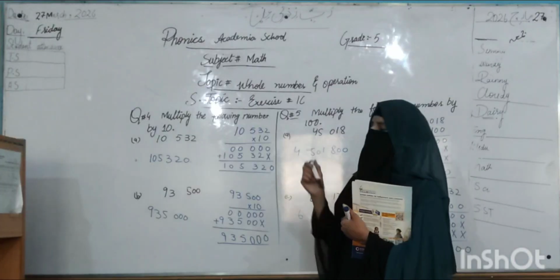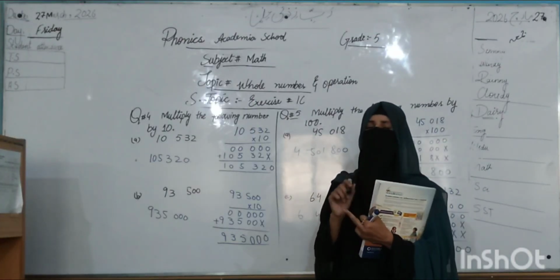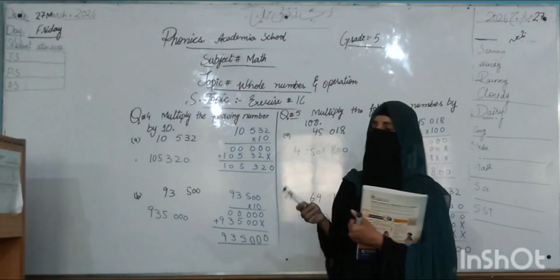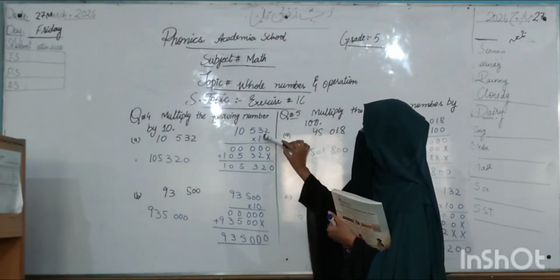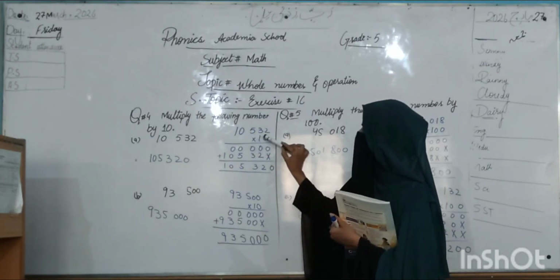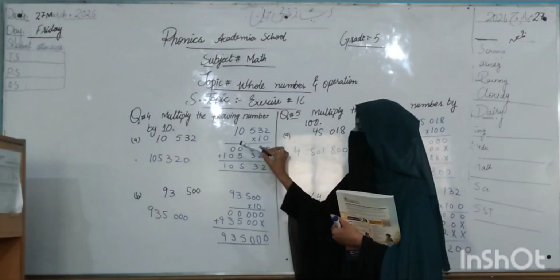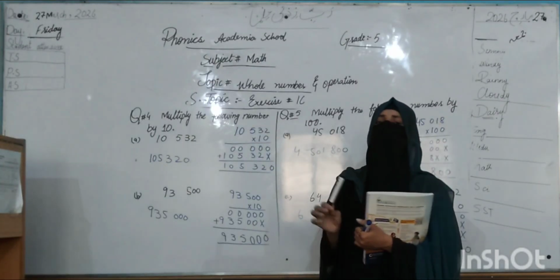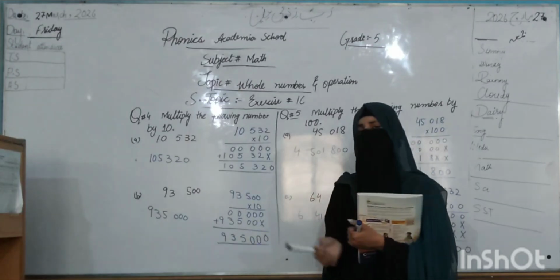You know that you first multiply by the first number, then multiply by the second number, and then you add both of these values. Okay. So 0 times 2 is 0, 0 times 3 is 0, 0 times 5 is 0, 0 times 0 is 0, and 0 times 1 is 0, because when you multiply any number with 0, the value is always 0.